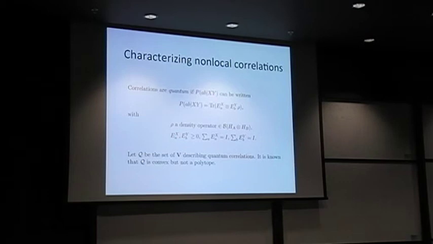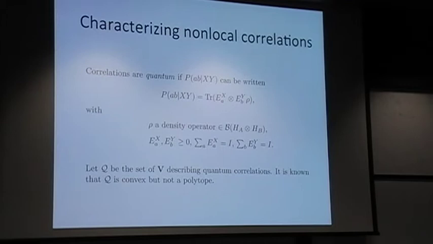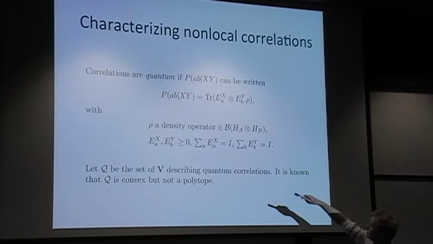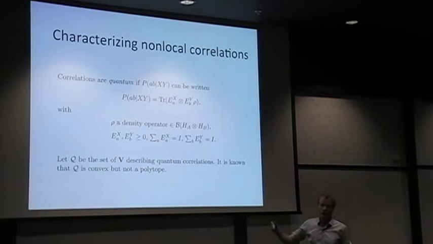Correlations are quantum if they can be written like this, with rho a density operator, and E_A^x and E_B^y being elements of POVMs. So in other words, if you can get those correlations by doing measurements on a quantum state. So we can also consider the set of these V that describe quantum correlations. We'll call that one curly Q. And it is known that curly Q is convex, but in this case it is not a polytope.